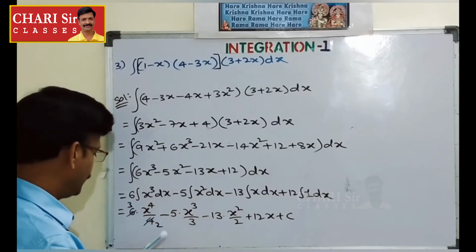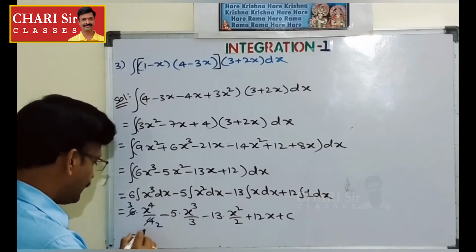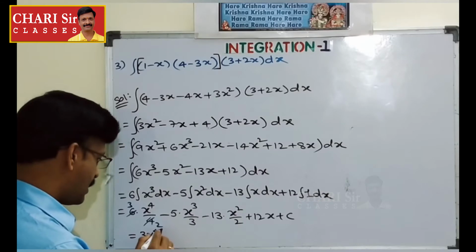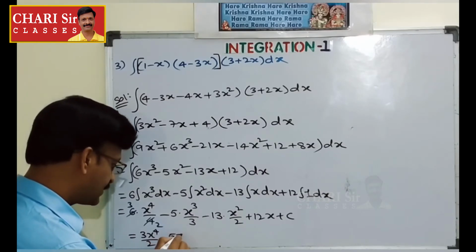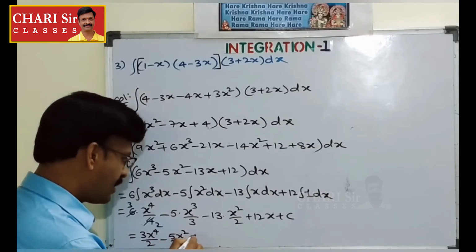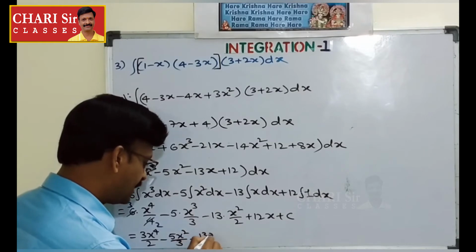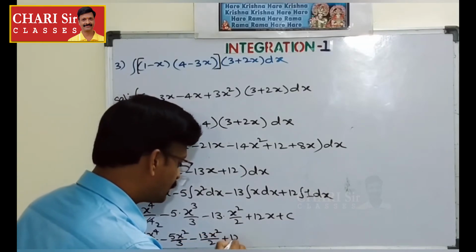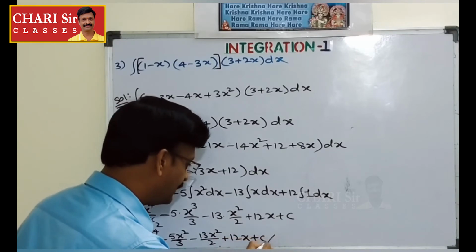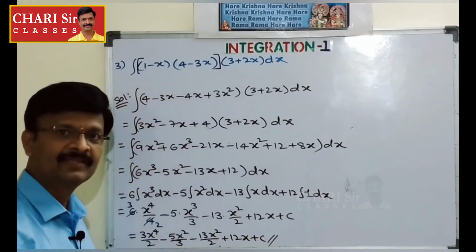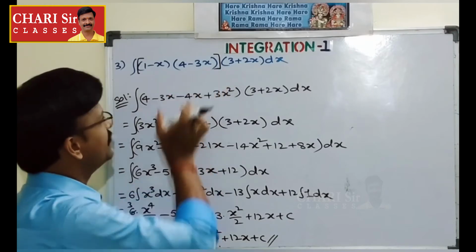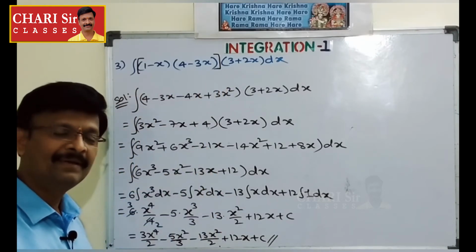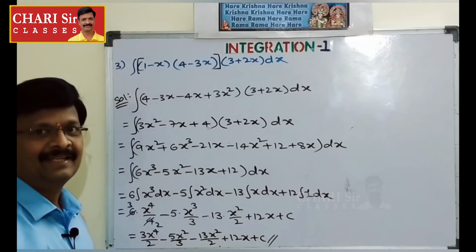You can write down this. The final answer is 3x power 4 by 2 and minus 5x cube by 3 and minus 13x square by 2 plus 12x plus c. This is your final answer. So this is the integration of this given function. Like this you can find it very easily. Step by step you do, definitely you get this process.